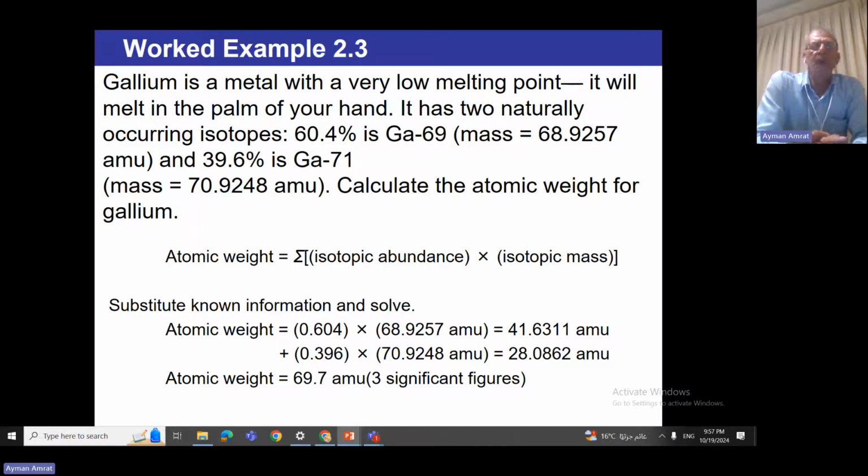To calculate the atomic weight, use this law: the sum of isotopic abundance multiplied by isotopic mass gives the average atomic weight of the two isotopes. Percent isotopic abundance multiplied by isotopic mass for the first isotope, plus isotopic abundance multiplied by isotopic mass of the second.